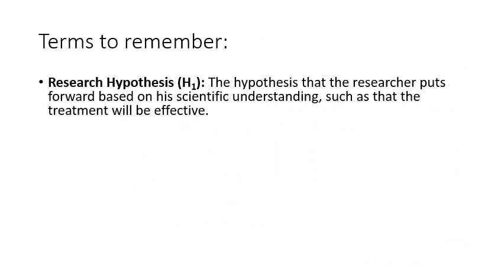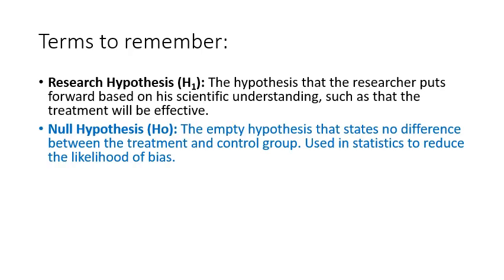So we're going to work with this a lot, but the terms that you should know from this are, first off, the research hypothesis, which we're calling H1. That's the hypothesis that the researcher puts forward based on his scientific understanding, such as the treatment will be effective. That's what the scientist usually wants to be supported. The null hypothesis is the empty hypothesis that states that there's no difference. It's like the scientist is told, no, your idea is nothing. It's not going to work. There's going to be no difference. And we use this to reduce bias by assuming that the null hypothesis is true until we find evidence otherwise.